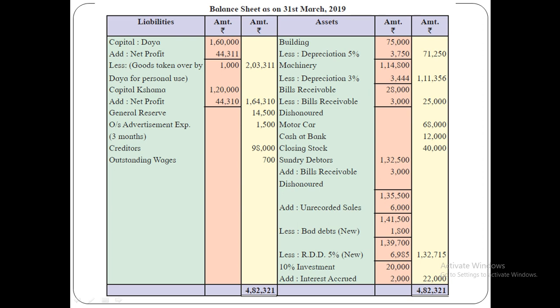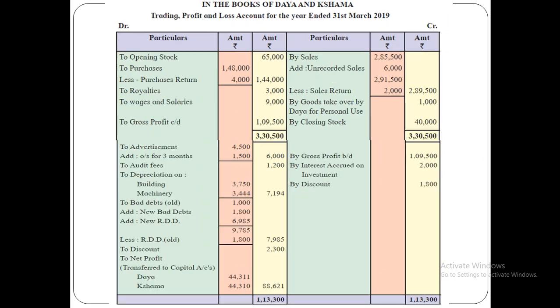Here we finished with the adjustments and the transfer of all items of the trial balance and adjustments. Next we have to start totaling. So first of all, our regular method for the trading account. Trading account means here we are recording, and this is known as our trading account.